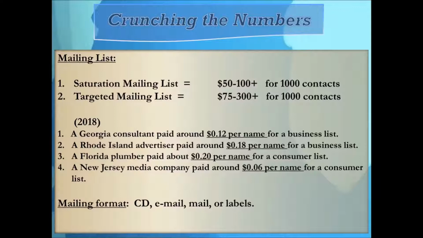The following examples are from 2018. A Georgia consultant paid around 12 cents per name for a business list. A Rhode Island advertiser paid around 18 cents per name for a business list. A Florida plumber paid about 20 cents per name for a consumer list. A New Jersey media company paid around 6 cents per name for a consumer list. The format for a mailing list can either come through a CD, email, mail, or labels.